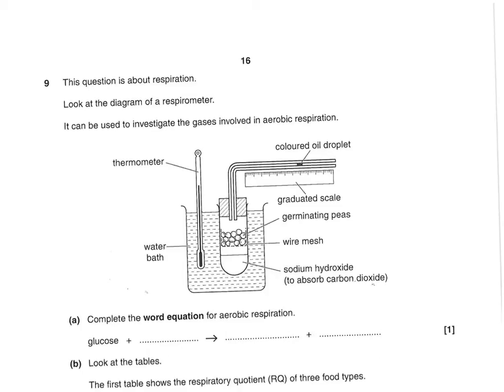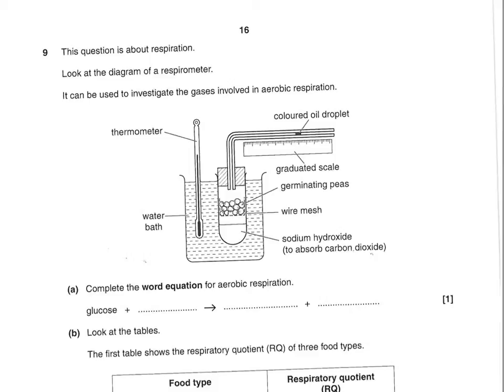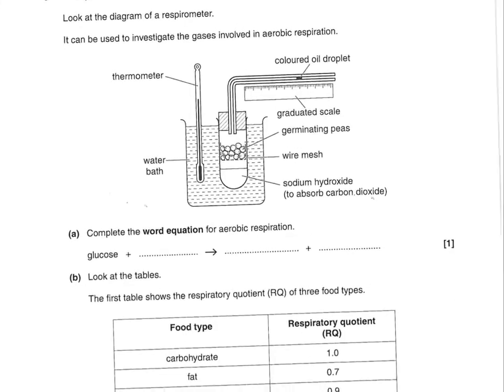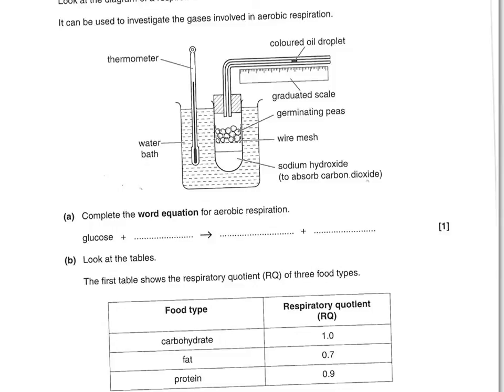Next question. This question is about respiration. Look at the diagram of a respirometer. It can be used to measure or investigate the gases involved in aerobic respiration. So here it is. Complete the word equation for aerobic respiration. So it's glucose, and what else do we need to respire? Well, we need oxygen. That's why we breathe in the air, to get the oxygen out of it. And the 2 things that we make as a byproduct are carbon dioxide and water.